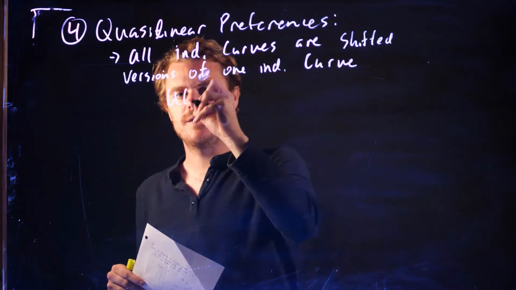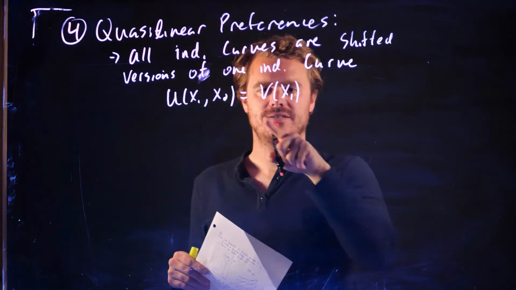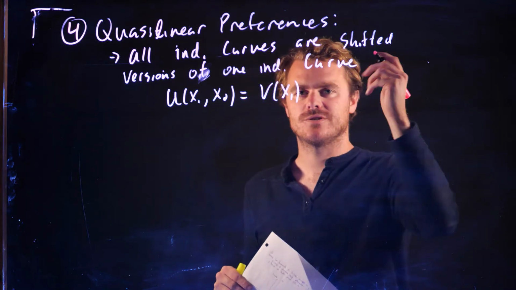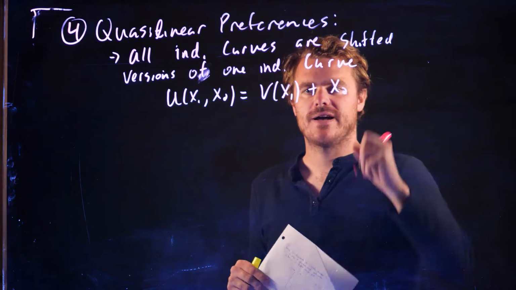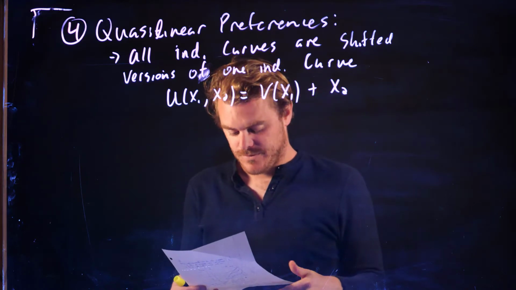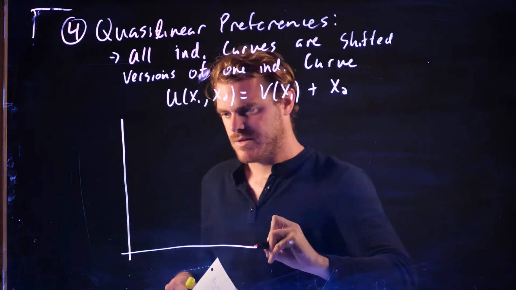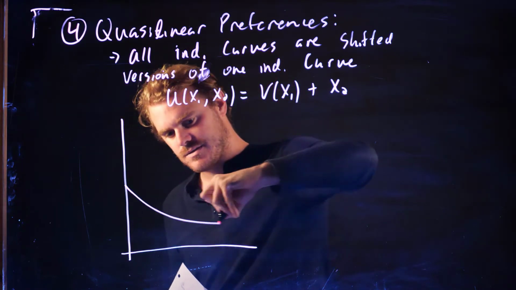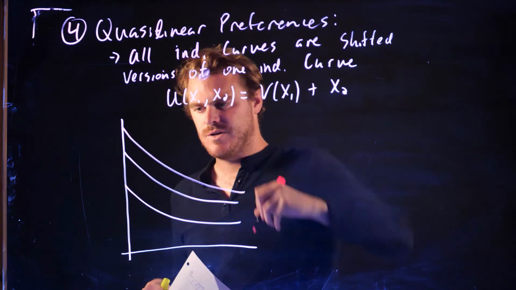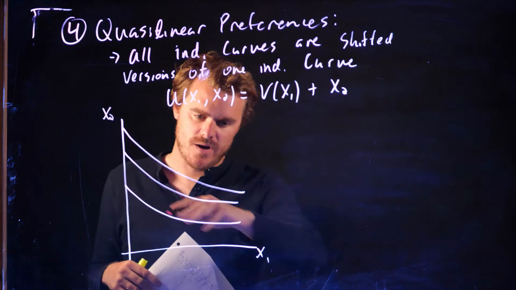And so our utility, let's remind ourselves exactly what quasi-linear looks like. We had some function, so v of x1 is some function of x1. This is non-linear, so it could be like the square root or something like that, plus some amount of x2. So it's linear in x2 and non-linear in x1. And our indifference curves would look like this, where they're vertical copies of each other, where it's linear in x2 and non-linear in x1.